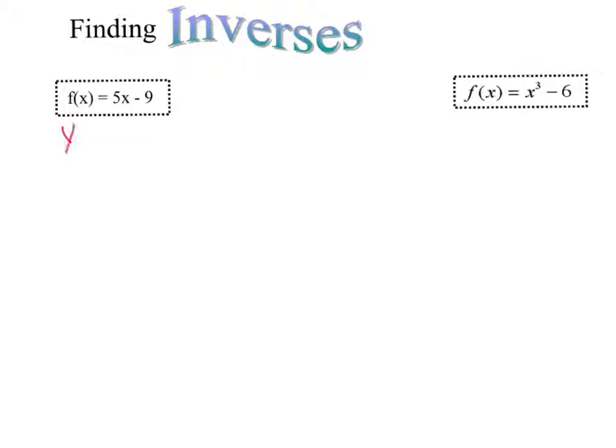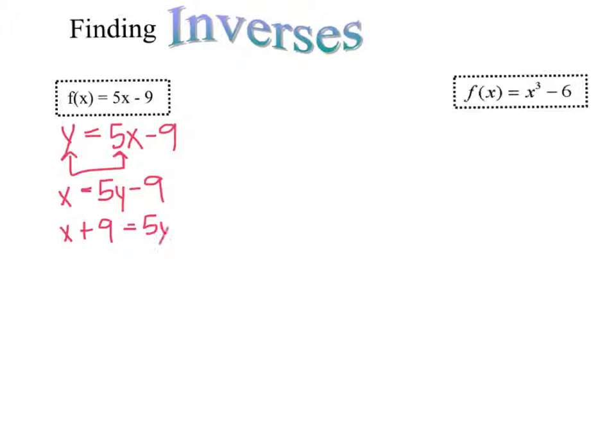So I know most pre-calc books tell you to do it this way. They tell you to start by writing it as y equals, and then switch the variables. So we have x equals 5y minus 9. And then solve for y. So I'd add 9 to both sides. Divide both sides by 5. And that's my inverse. We write it like this: f inverse of x equals (x plus 9) over 5.